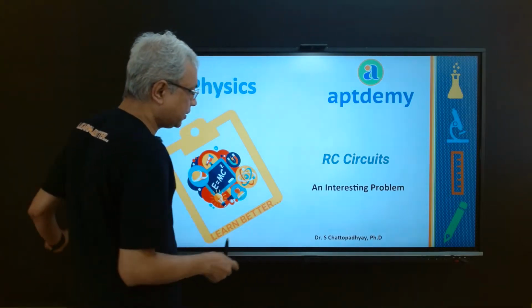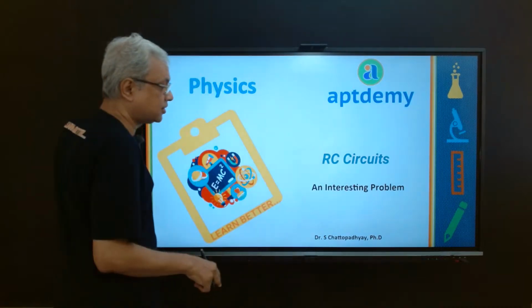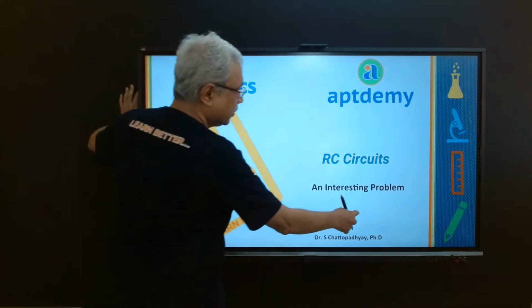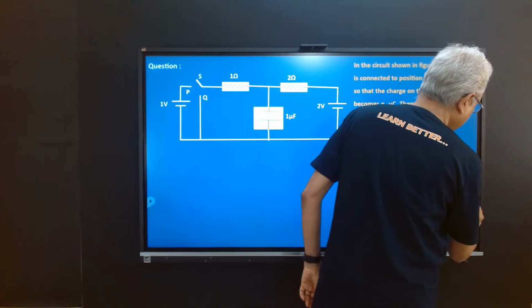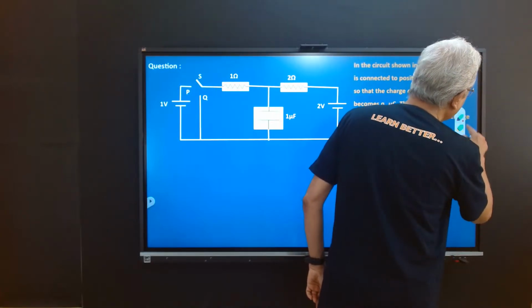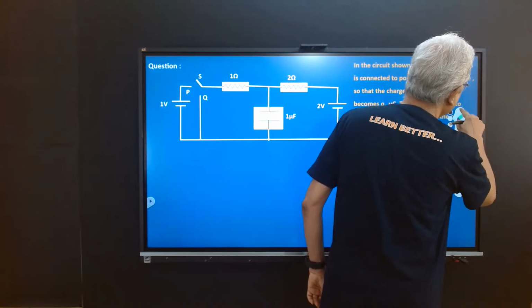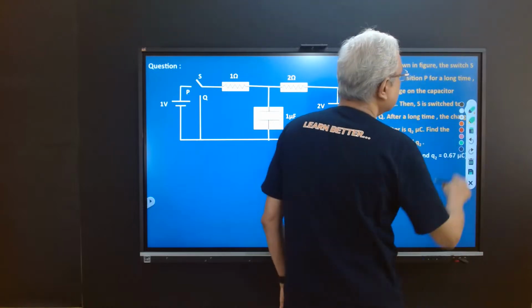Now let us consider a problem related to RC circuits in electricity, a physics problem. So this is the problem statement. You see what the problem is? This problem also appeared in a recent IIT Advanced exam. So it is like this.